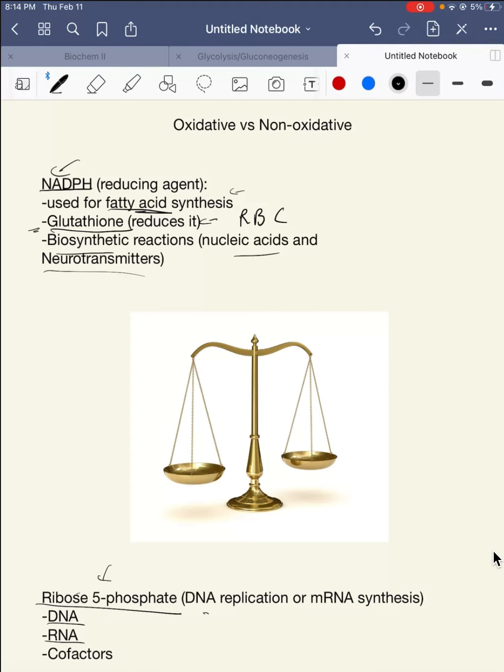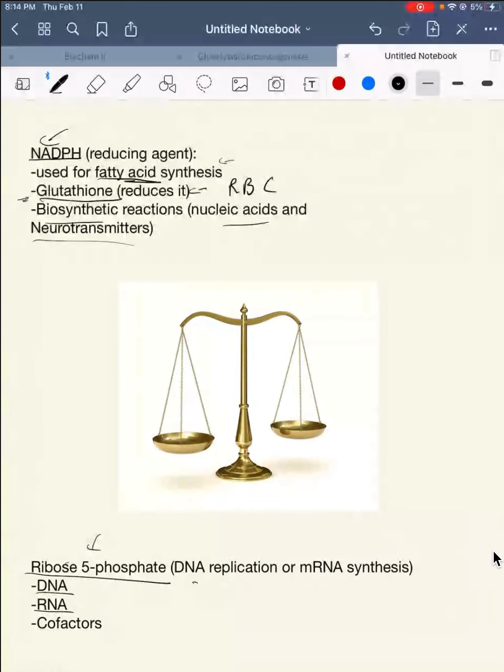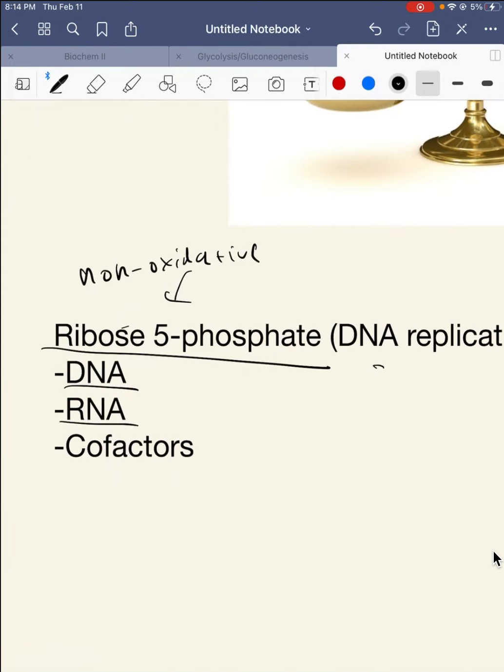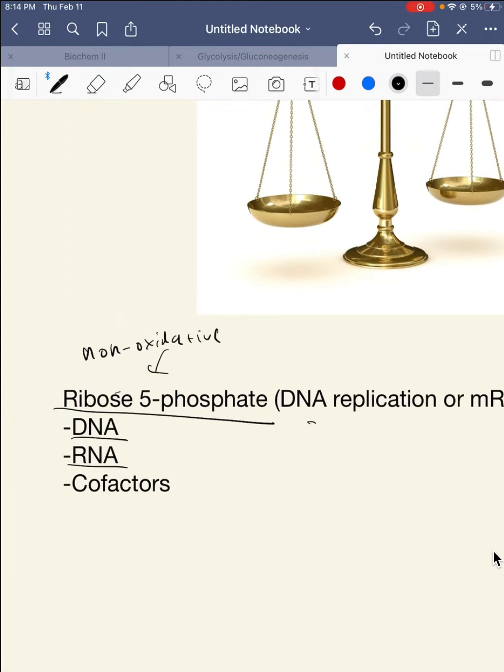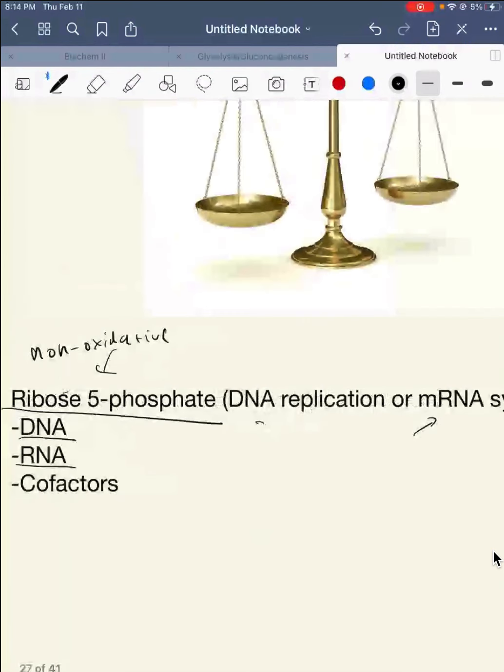Okay, so the non-oxidative phase makes ribose 5-phosphate down here. So this is the oxidative, and non-oxidative would make this, the ribose 5-phosphate. If you remember, DNA has a deoxyribose base, and RNA has a ribose base. So for example, DNA.